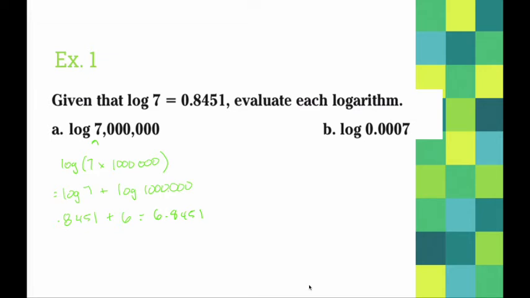For B, we can write this as log of 7 over 10,000, which would be log 7 minus log 10,000. And that's going to be 0.8451 minus 4, which is going to be negative 3.1549.